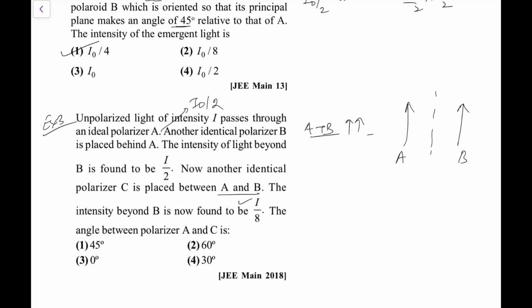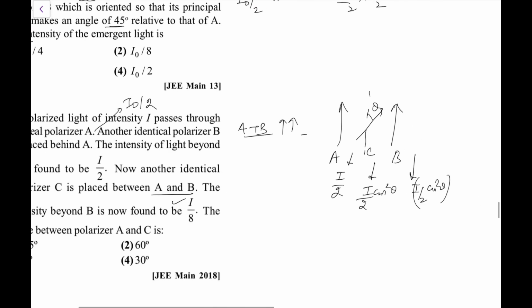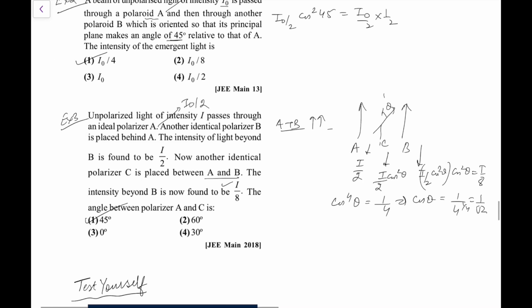Now the C, let's say, is at an angle theta here. So it would be theta from both. So here what we are coming, it was I by 2. So after this it will become I by 2 cos square theta. Again the angle is theta because between C and B will also be theta. So that would be I by 2 cos square theta is the incident into cos square theta. And this question says that is I by 8. So what we have, cos to the power 4 theta becomes 1 by 4. So cos theta becomes 1 upon 4 to the power 1 by 4, that is 1 by root 2. So that theta is 45 degree. Go for option 1 in this case.